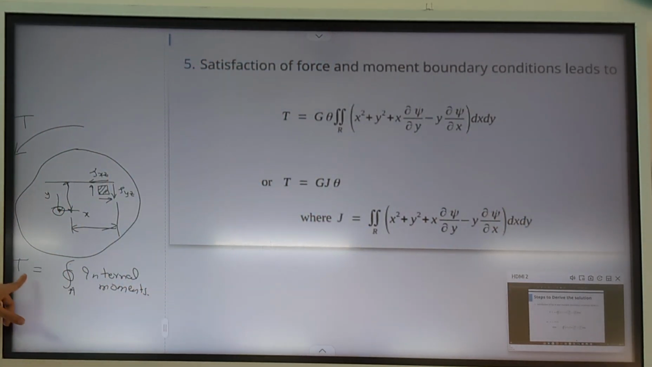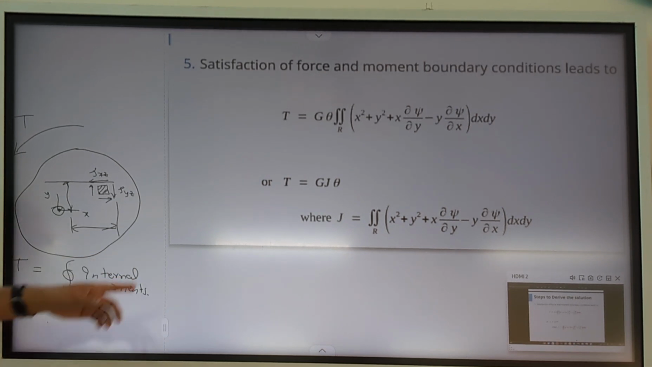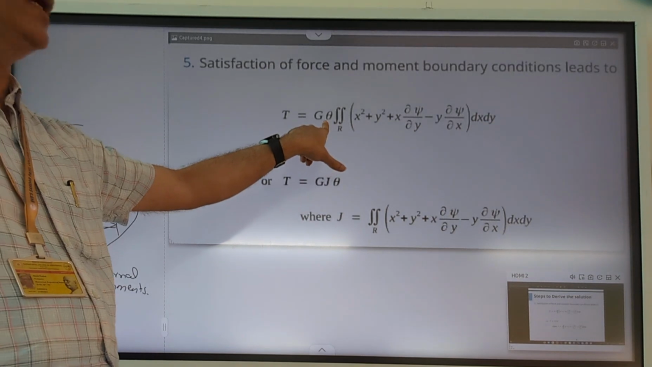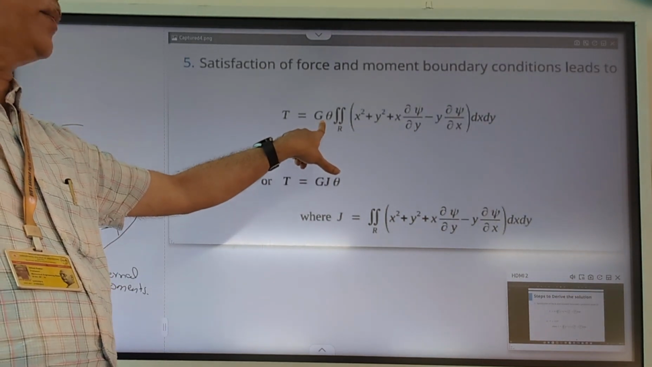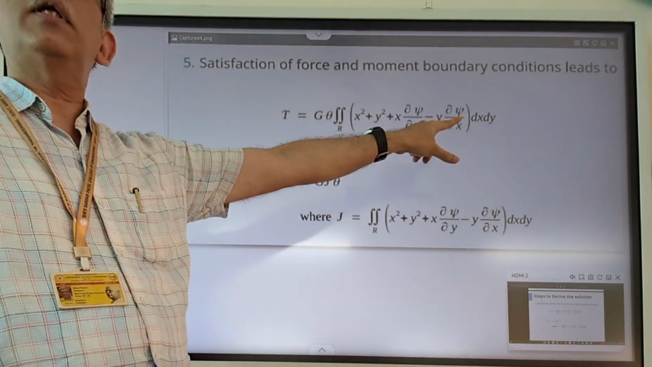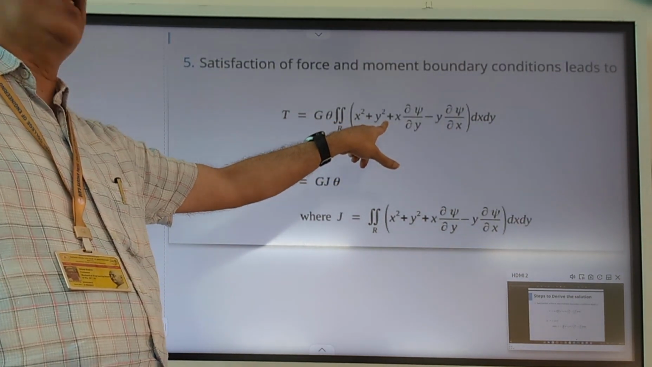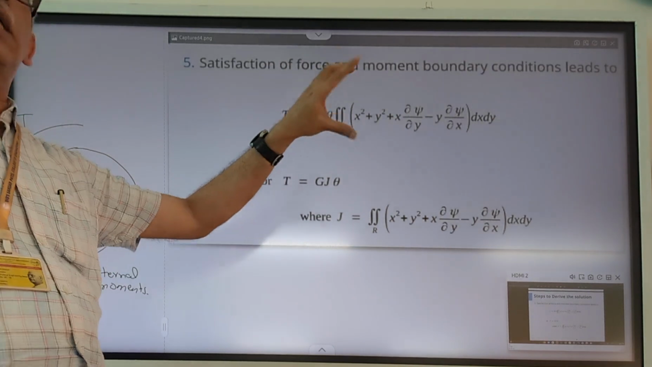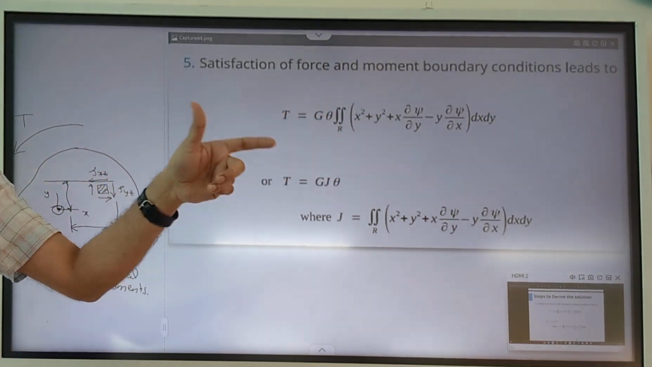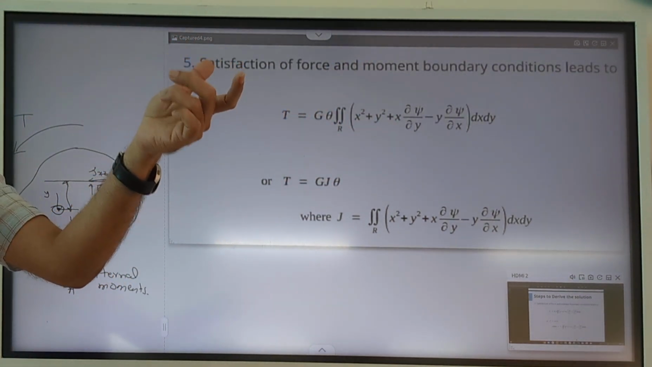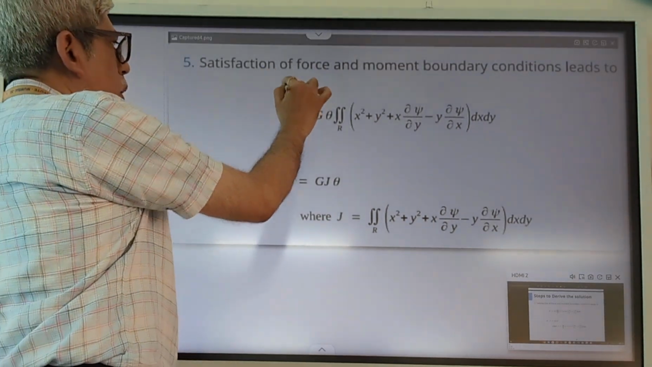So we use this condition that torque is equal to the area integral of all the internal moments. So that takes the form as given here: it is G multiplied by theta. This is the form of equation that we get here. In this equation, T is the external torque which the non-circular shaft is subjected to, so T is known to us.